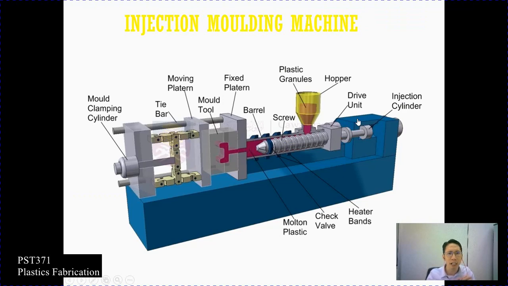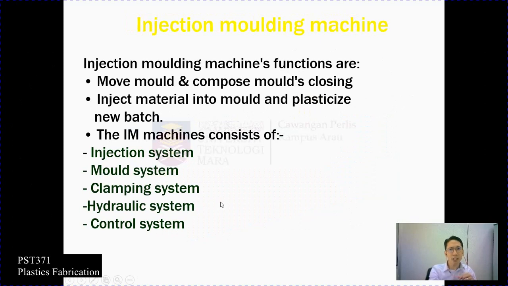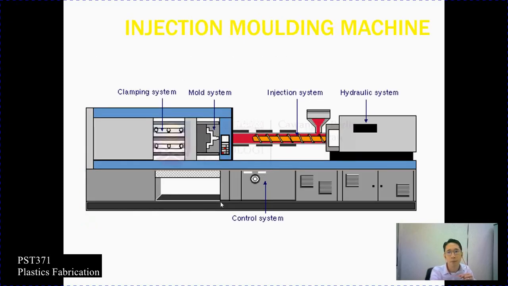This is the illustration of injection molding machines. We have what we call the injection unit, and then we have the mold unit and the clamping unit itself. The injection machine functions are: first, to move the mold and compress mold closing, inject material into a mold, and plasticize a new batch. The injection molding machine consists of an injection system, mold system, clamping system, hydraulic system, and the control system itself.